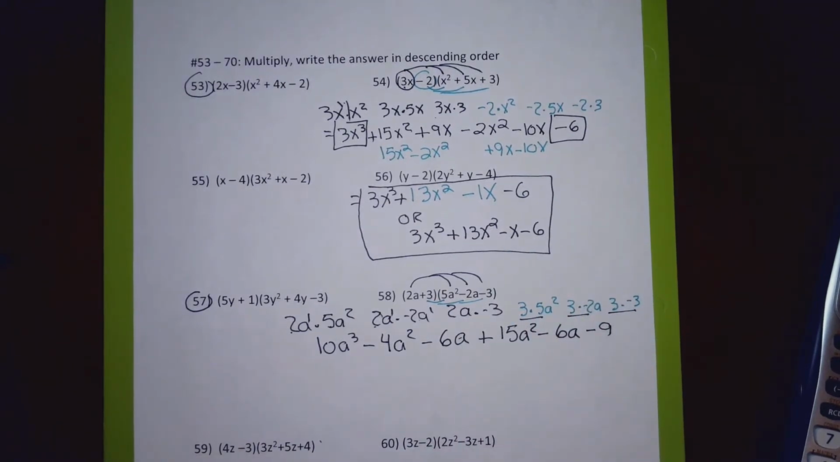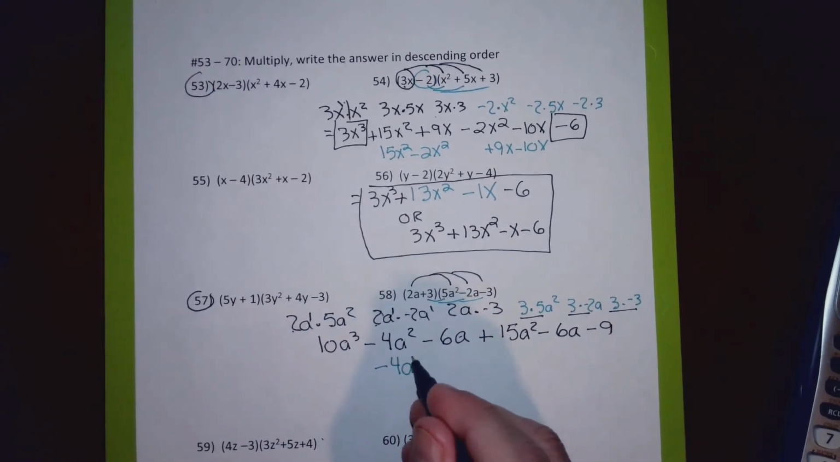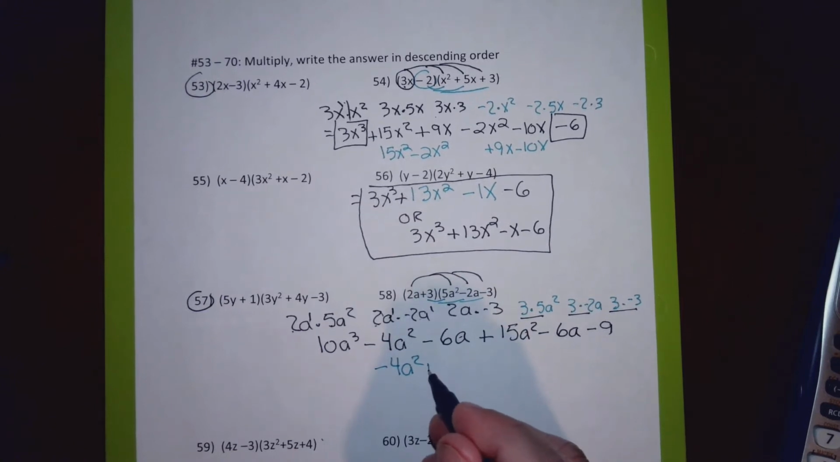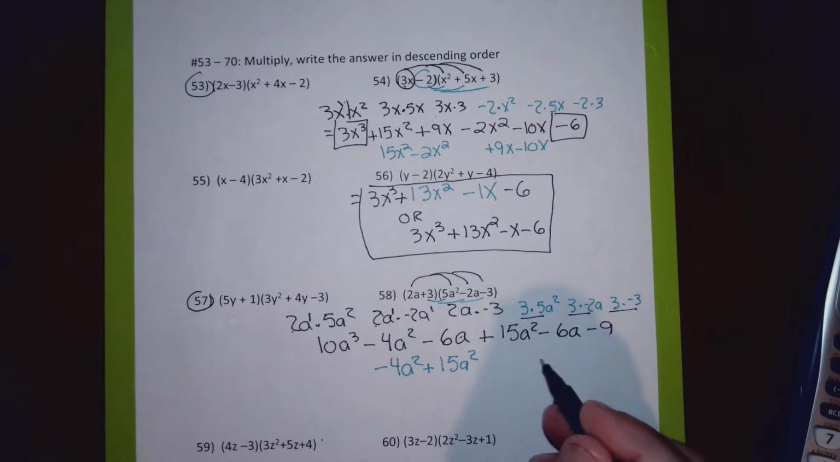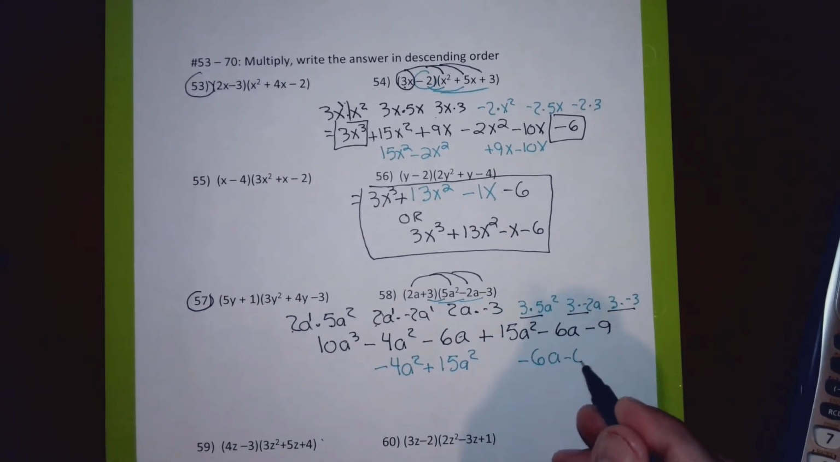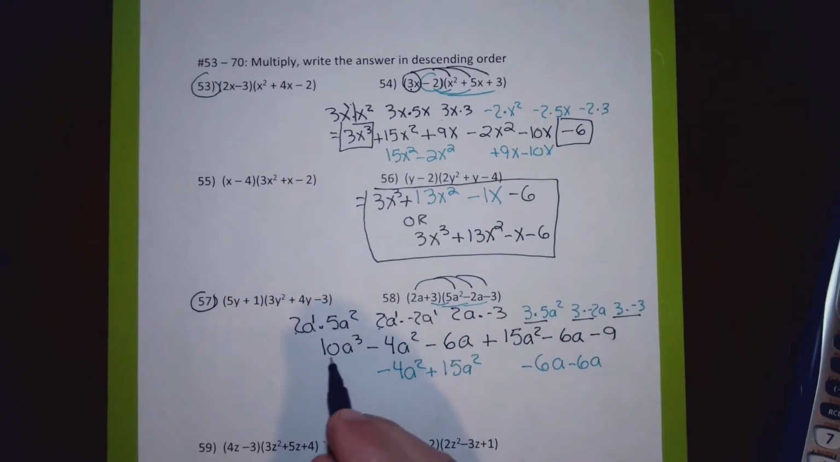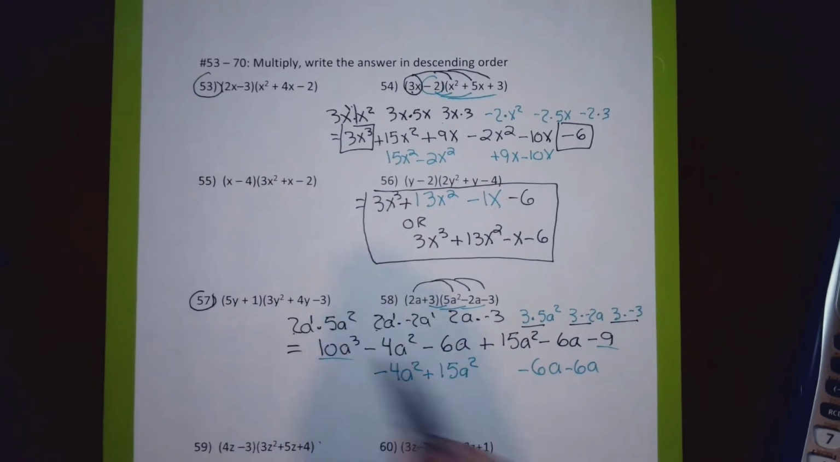Now I'm going to combine the like terms, which are the ones that have the variables with the same exponents. I need to combine the negative 4a squared and the positive 15a squared. And I need to combine the negative 6a and negative 6a. The 10a cubed and the minus 9 are going to be part of my answer, but they're not going to be involved in combining the like terms.